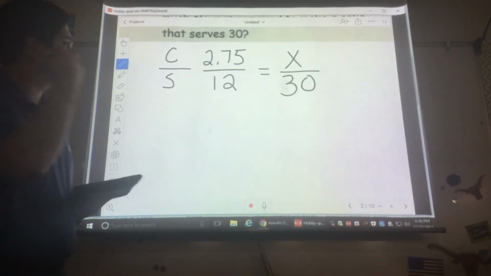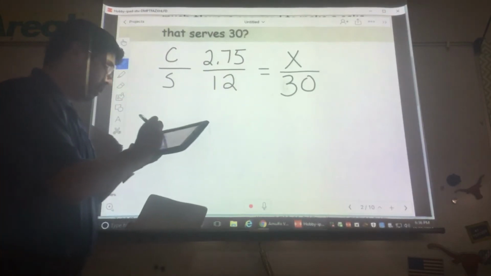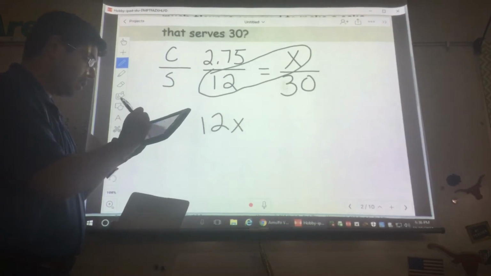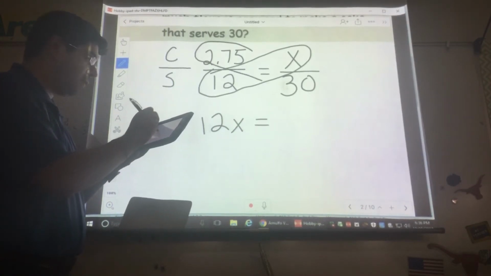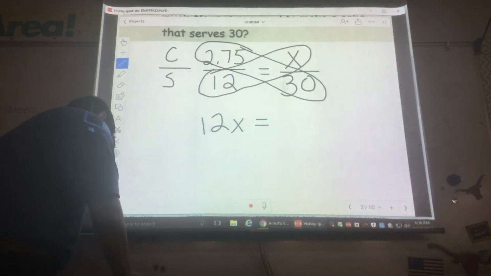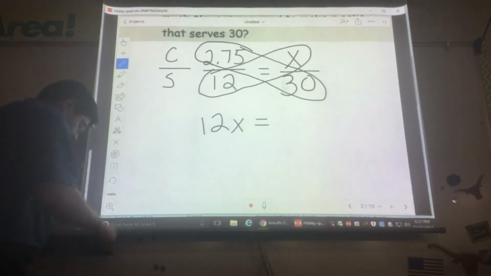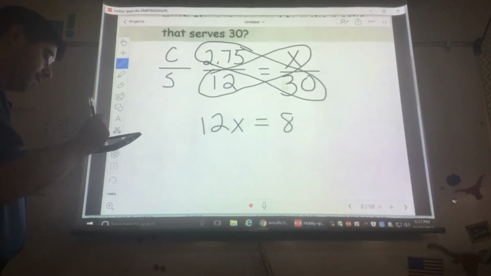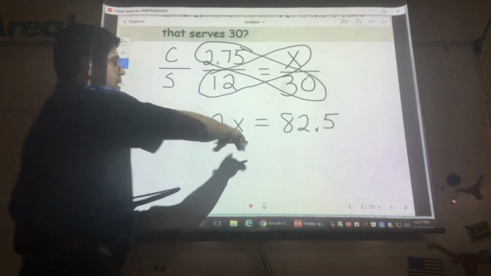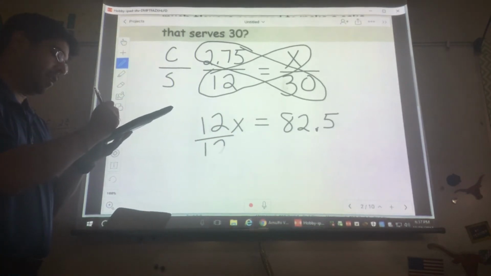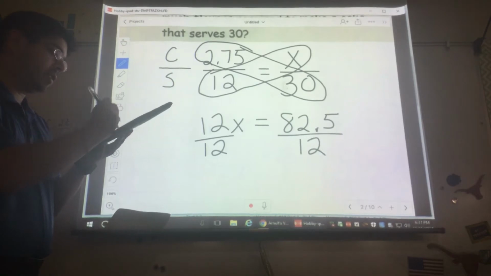We're just going to solve. Okay, we should know how to do this by now, right? So 12 times X makes 12X equals, and then 2.75 times 30. 2.75 times 30. We get 82.5. Alright, so now from here we just divide by 12, right? Hopefully we're getting this down by now. Divide by 12, divide by 12.